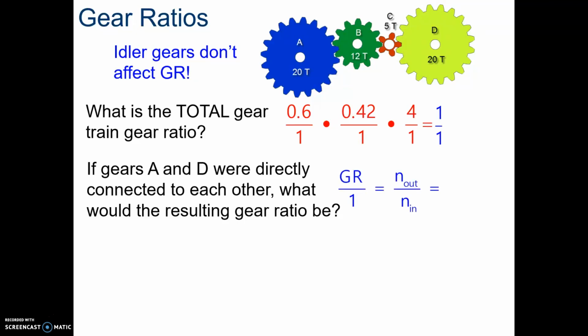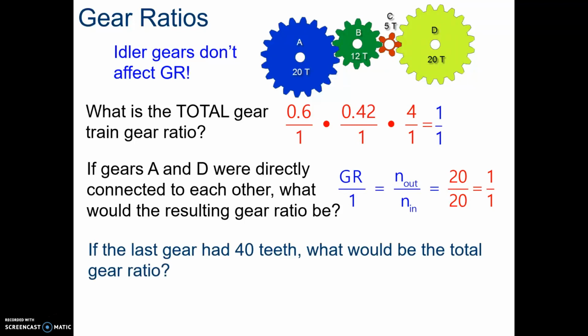So this time, if we look at A and D only, A being in, D being out, we would do 20 over 20, and we get the exact same gear ratio of 1 to 1, to show you that idler gears in a simple gear train do not affect the gear ratio.